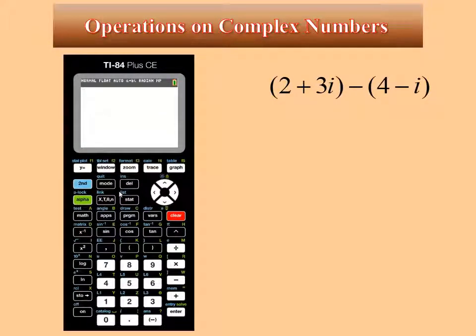We can enter this on our calculator as we see it on the screen. Here's 2 plus 3i minus 4 minus i.